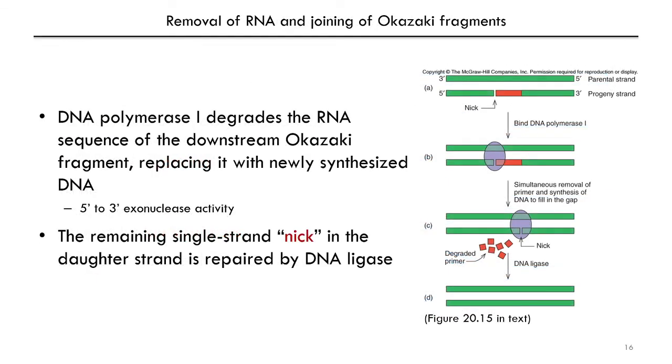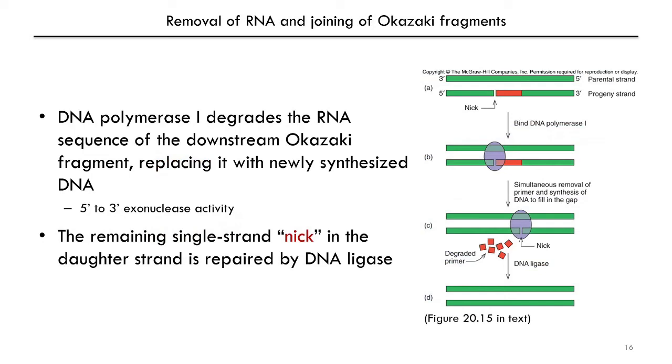These stretches of RNA need to be removed and replaced with DNA to complete replication. In E. coli, DNA polymerase I is an enzyme that degrades the RNA sequence of a downstream Okazaki fragment, replacing it with newly synthesized DNA that is added to the upstream Okazaki fragment.